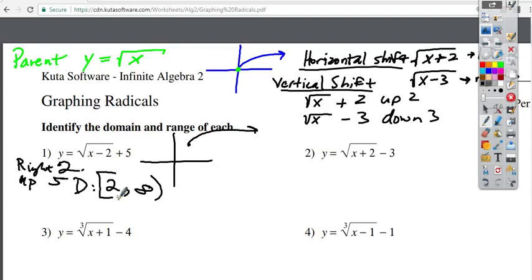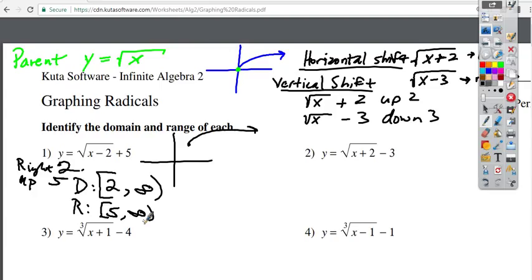So the domain for these problems is very simple. The range is also simple. The range for this problem is going to start at 5, so again, a bracket. And it goes up forever. I didn't make a great drawing, but it rises very slowly, and it does that forever. So that's going to be infinity. So there you go, that's our domain and range. Now, you would do number 2 in the same way. Let me talk about number 3.